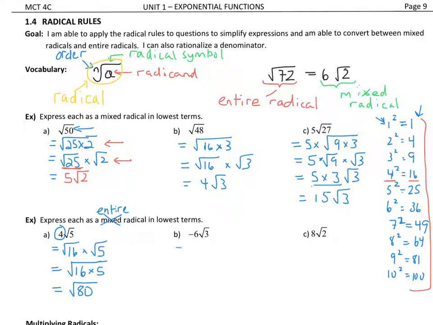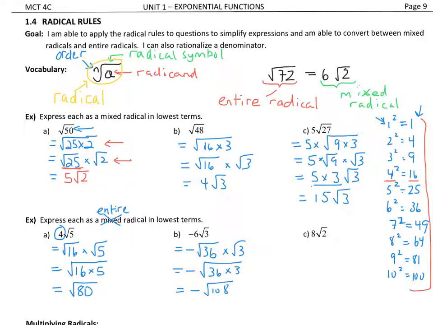The next one, the negative sign has to stay out. My final answer has to be a negative. If I were to make that a square root of negative 36, you can't take the square root of a negative number in the real number system. So the negative has to stay on the outside. 36 times 3 is what we're going to get there. And again, you might just jump one of these steps. 36 times 3 gives us 108. So that'll be negative the square root of 108.